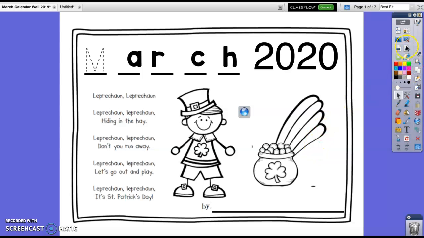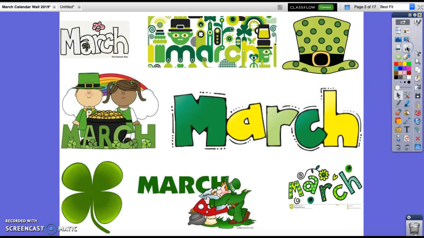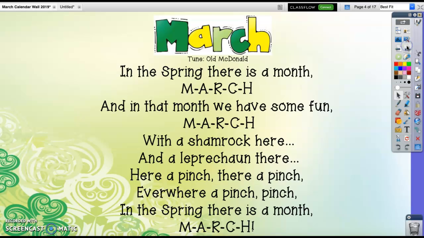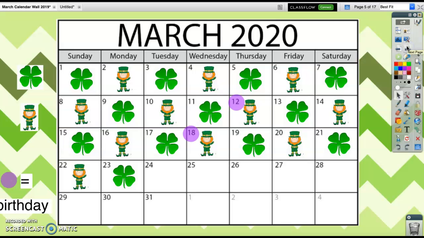Good morning. We are on Tuesday of week 2 of remote learning. We are still in the month of March. Let's go ahead and move over to our March calendar. So yesterday was Monday, and today is Tuesday. So what will tomorrow be? What day is after Tuesday?